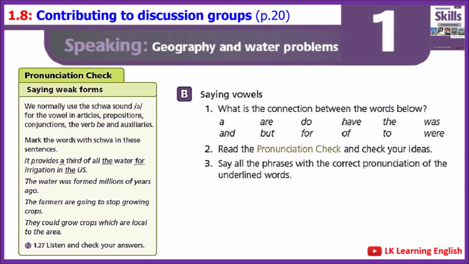It provides a third of all the water for irrigation in the US. The water was formed millions of years ago. The farmers are going to stop growing crops. They could grow crops that are local to the area.